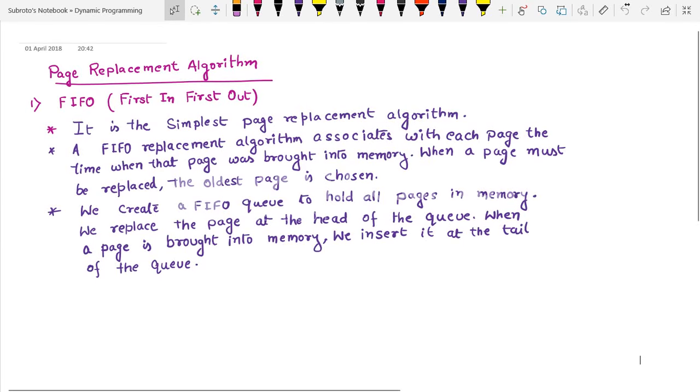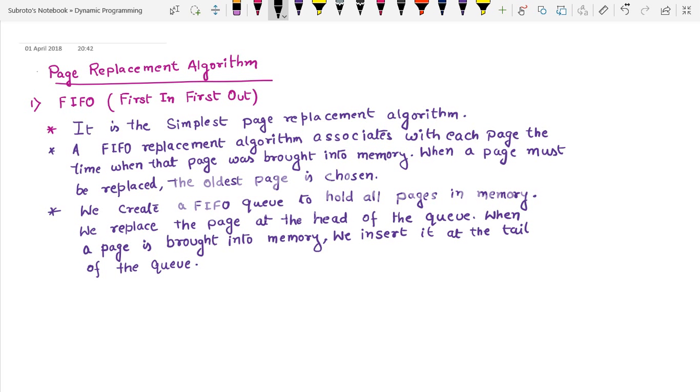So today we are going to discuss page replacement algorithms. The first page replacement algorithm is first in first out. Here are some important points about the first in first out page replacement algorithm. It is the simplest page replacement algorithm.